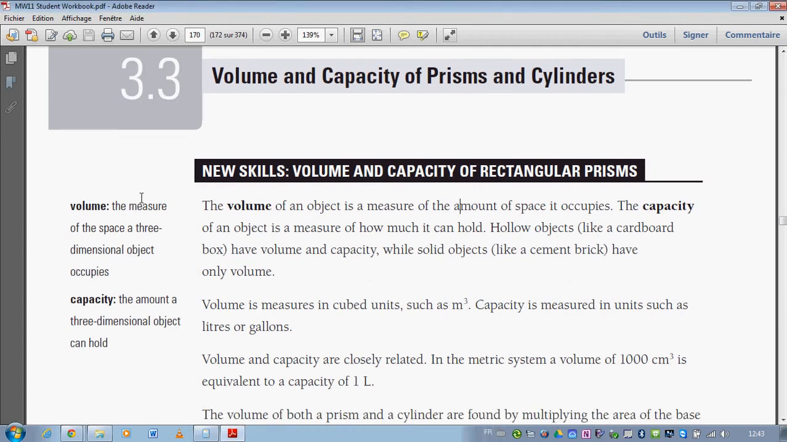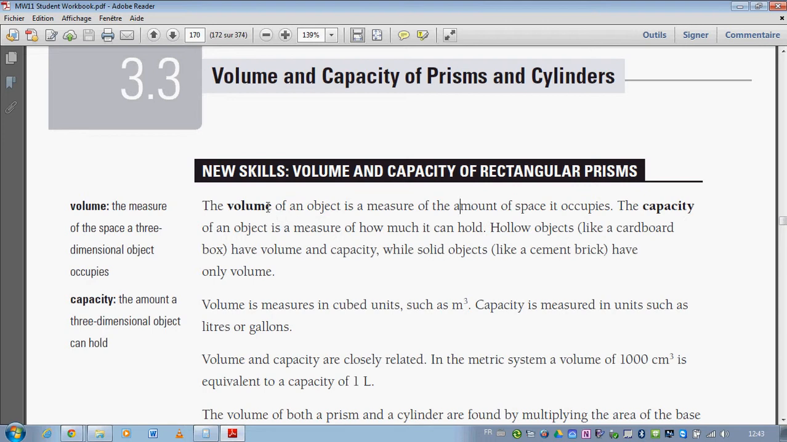So getting started, a volume is just a measure of the amount of space that a 3D object occupies. However, the capacity of it is how much it can hold, and this is usually expressed in liters. Okay, so there's a difference between the two.